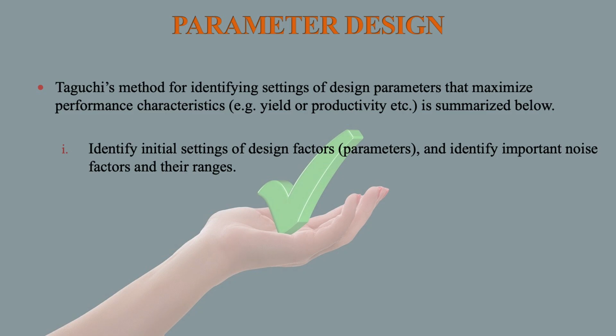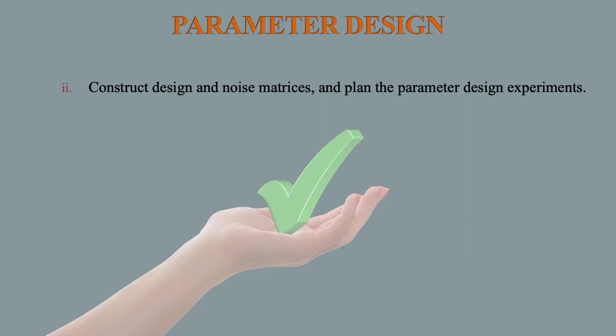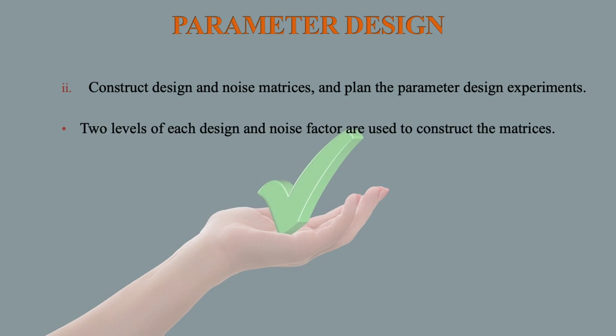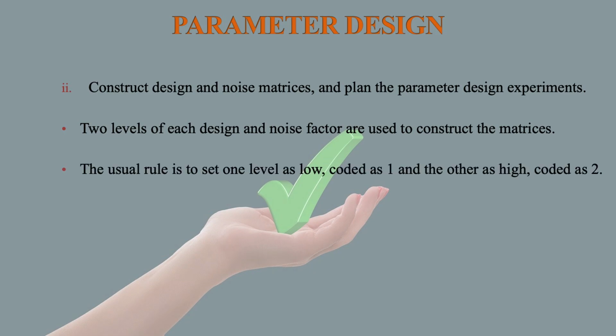So first, it is step by step that one has to learn. In the first step, identify initial settings of design factors or parameters and identify important noise factors and their ranges. Here both factors one has to identify, design factors and noise factors. Then construct design and noise matrices and plan the parameter design experiments. Two levels of each design and noise factor are used to construct the matrices. The usual rule is to set one level as low, coded as 1, and the other as high, coded as 2.